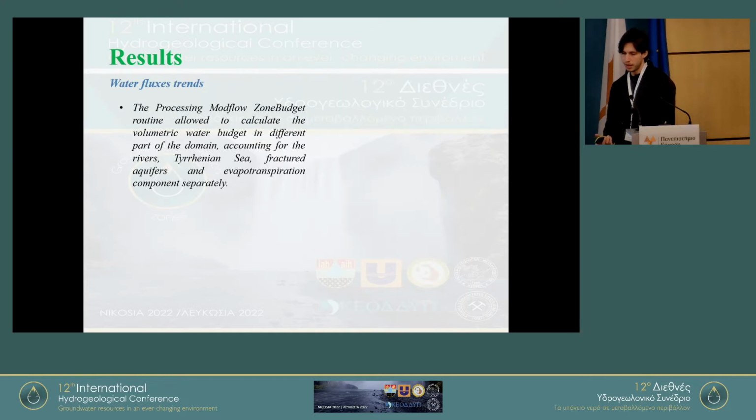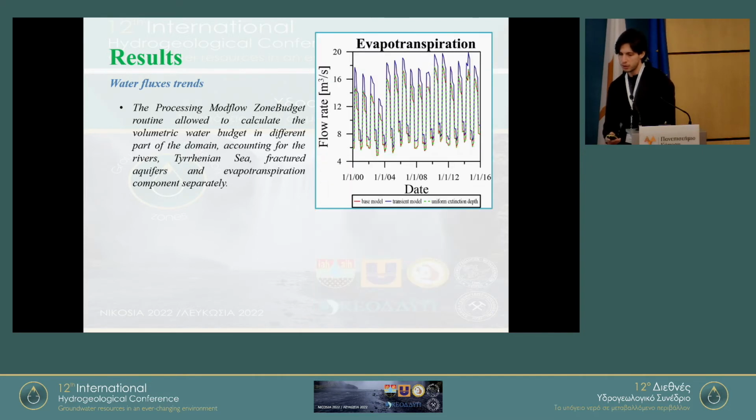The volumetric water budget of each component was calculated by means of the ZoneBudget routine. Here you can see the evapotranspiration flow in cubic meters per second over the simulation time. The flow has been calculated for the base model in red, for the transient model in blue, and for the model considering a uniform extinction depth with the dashed green line. As you can see, it is possible to see clearly the seasonal variability of the flow, and the fact that the base model and the uniform extinction depth model show the same flow means that the extinction depth dataset played a major role in influencing the budget.